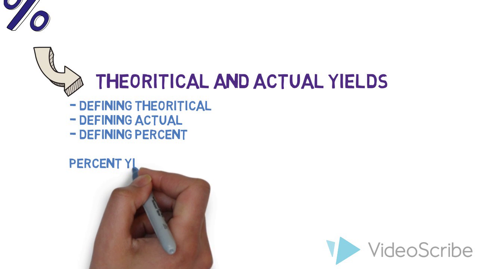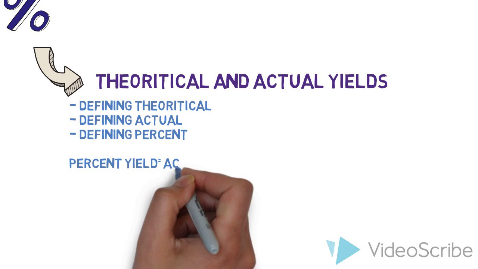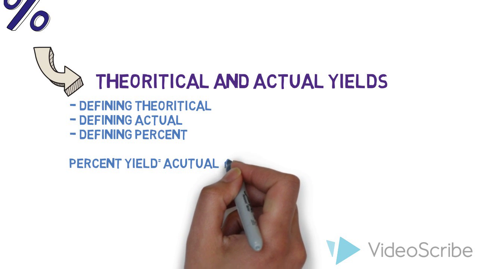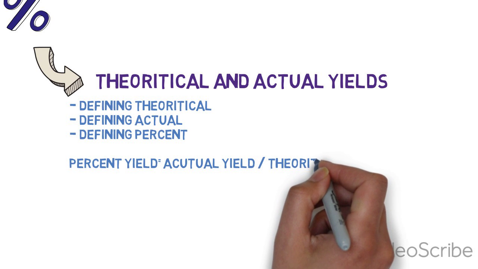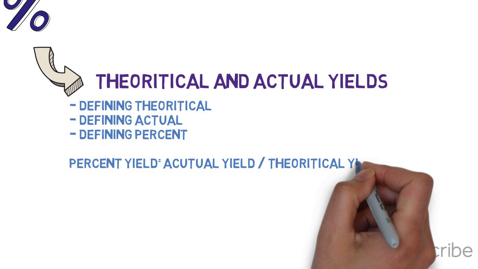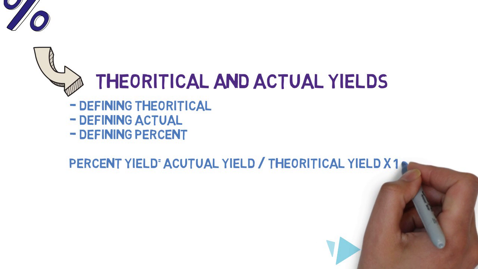Chemists need to know how efficient a reaction is in producing the desired product. One way of measuring efficiency is by means of percent yield. Percent yield of a product is the ratio of the actual yield to the theoretical yield, expressed as a percent. Here is the percent yield formula.